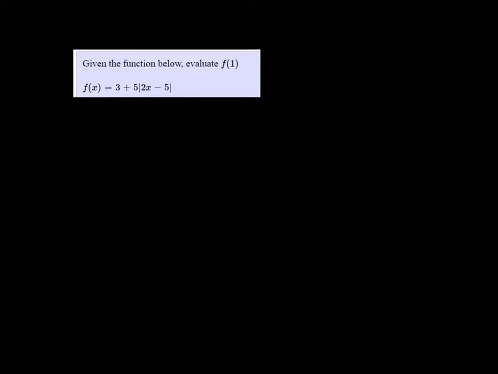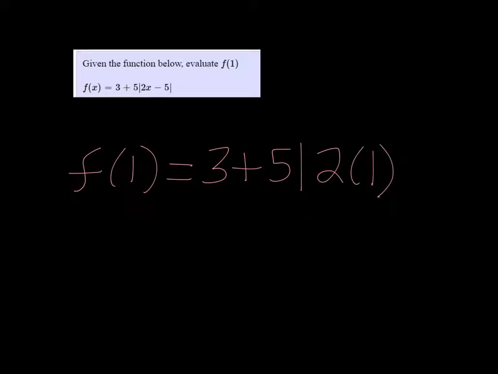Okay, so we're going to evaluate the function below for putting 1 in, evaluate f of 1. So we have 3 plus 5, and then the absolute value of 2x minus 5. So I'm going to put 1 in wherever I see an x. So 3 plus 5, and the absolute value of 2 times 1 minus 5. Well, 2 times 1 is just 2, and then 2 minus 5 is negative 3.